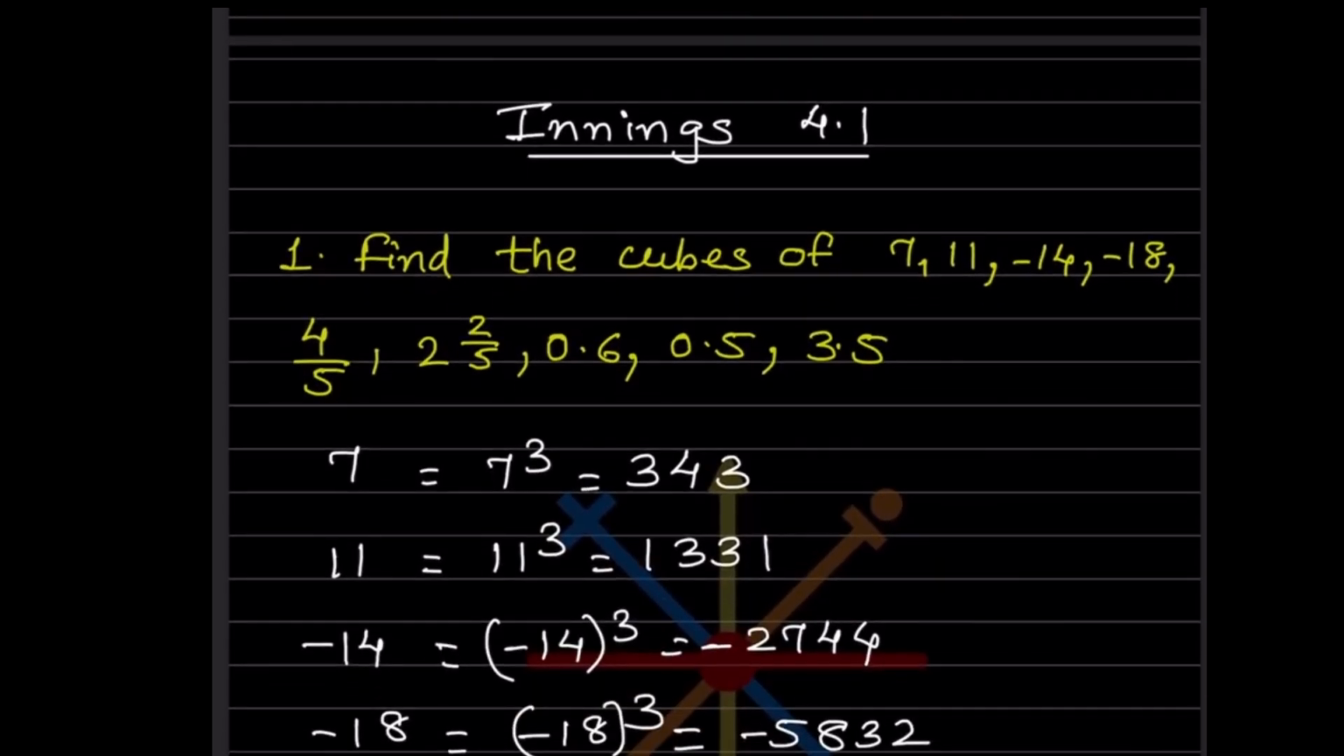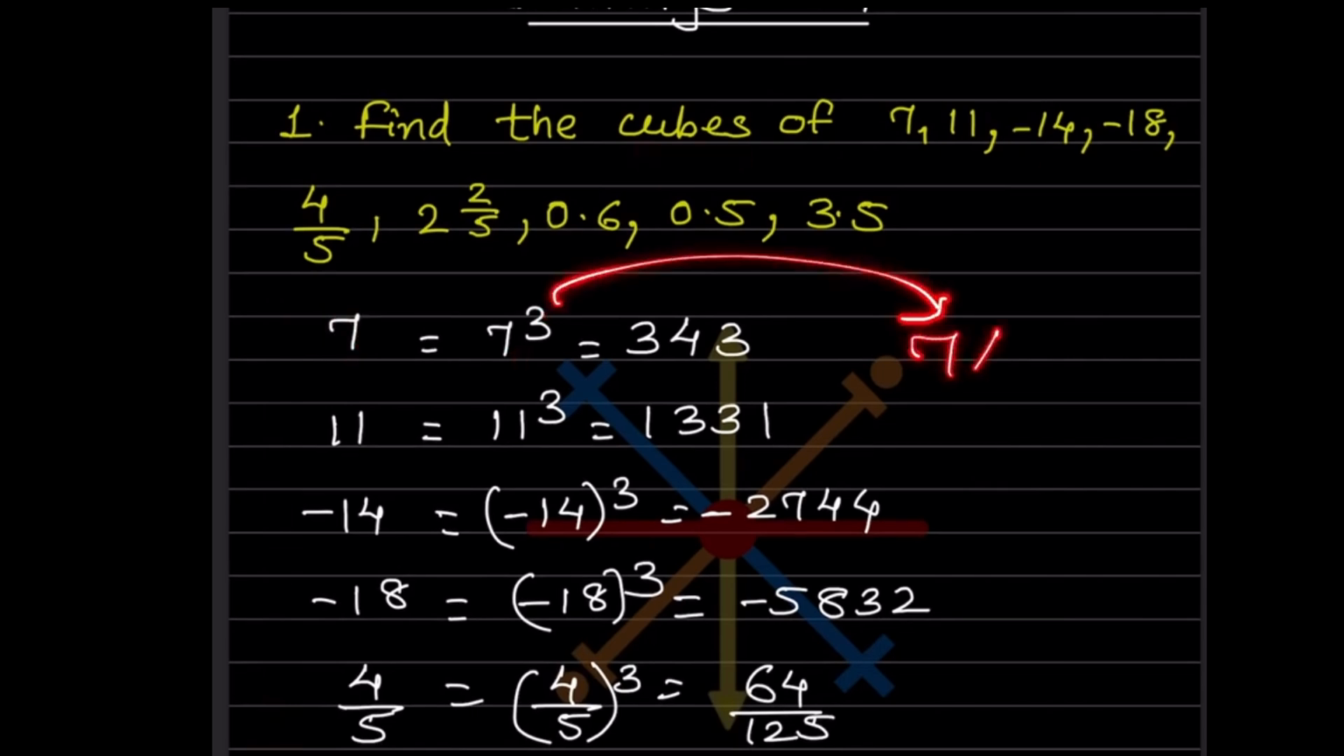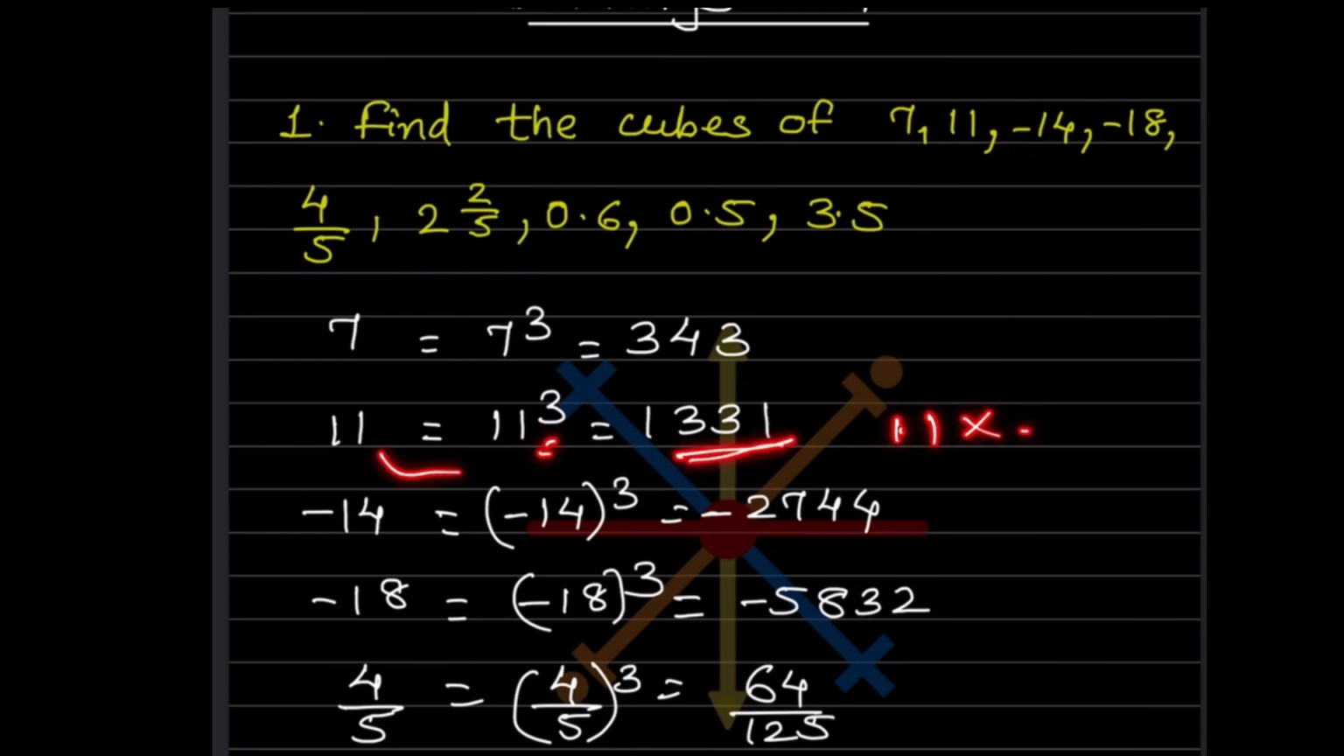This is exercise 4.1. They have asked to find the cubes of these numbers. So these numbers are written over here. Now here that is 7, we have to find the cube of it. 7 cube means 7 into 7 into 7, 3 times. 7 sevens are 49, 49 times 7 is going to be 343. So 11 cube will be again the same, 11 into 11 into 11, that is 1331.